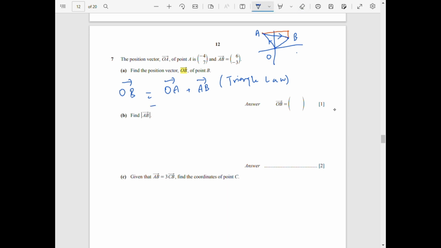So now for OA, I know -4 and +7, and AB is also provided in the question. You can just add them: -4 plus 6 adds up to +2, and +7 and -3 will add up to +4.